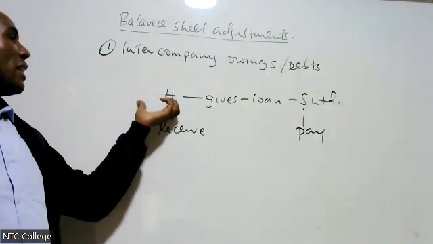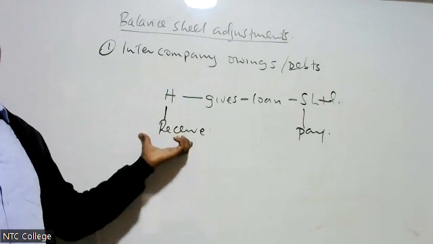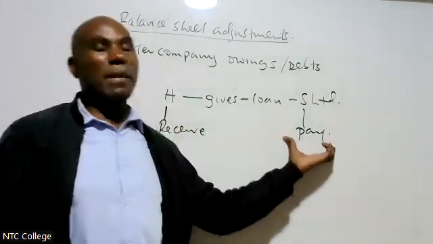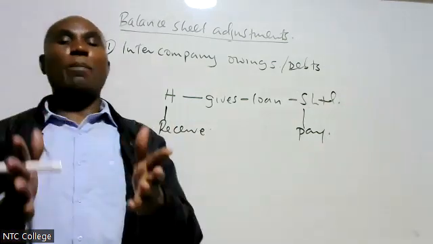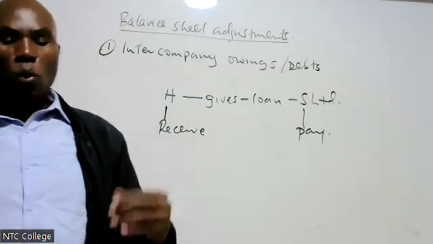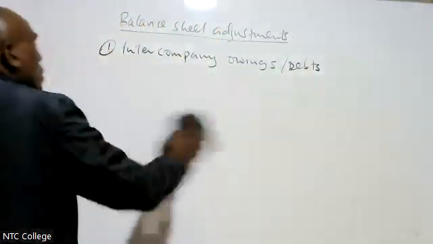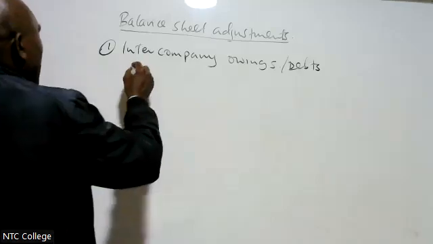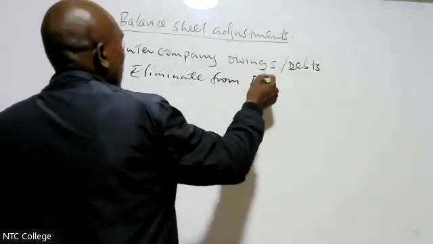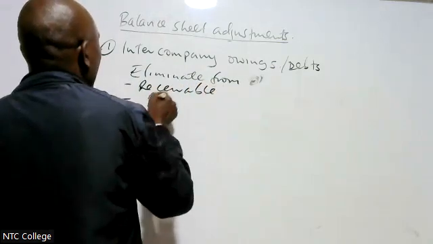Therefore, to H, it is a receivable. It is included as part of receivables. If you have given out your goods, you expect to receive. Then S, which received the money or the goods, says I need to pay. Therefore, we call it intercompany owings. Now, when we are consolidating, intercompany owings will be eliminated from the receivables and payables.